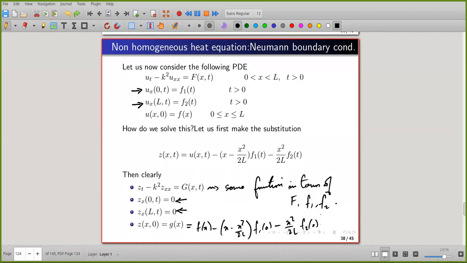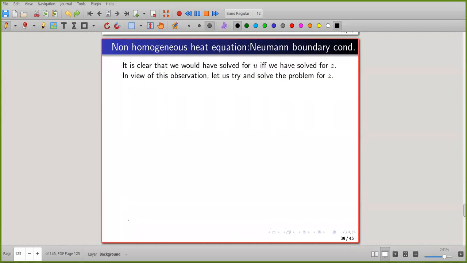Right, and as before, z and u completely determine each other. So solving this set of equations is equivalent to solving this set of equations. So we will solve the second set of equations. And it is clear that we would have solved for u if and only if we have solved for z. So in view of this observation, let us try to solve the problem for z.